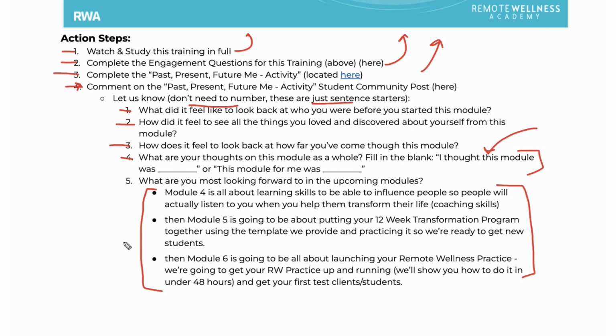Okay. Module 5 is going to be about starting to put together your 12-week transformation program using the template that we provide, so that you can start practicing it and so that you are ready to get new students. And then finally, module 6, which is the final module inside of phase number 1, is going to be where we actually launch your remote wellness practice. Okay, so that's where we're going to get your remote wellness practice up and running.